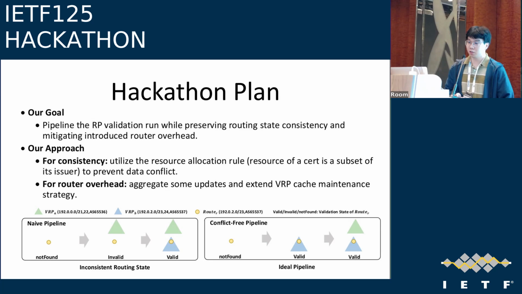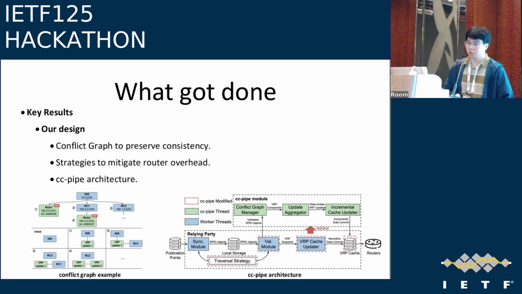Our goal is to pipeline the RP validation run while preserving routing state consistency and mitigating the introduced router overhead. For consistency, we utilize the resource allocation rule, and we aggregate some updates and extend the VRP cache maintenance strategy for router overhead. And there are some details of our design.